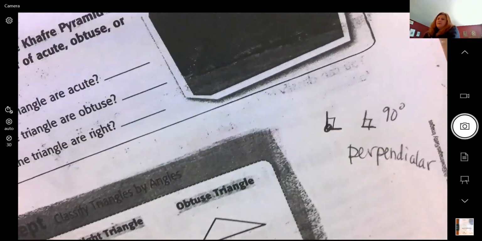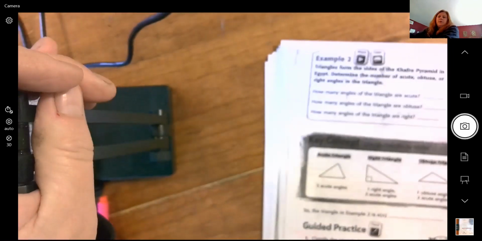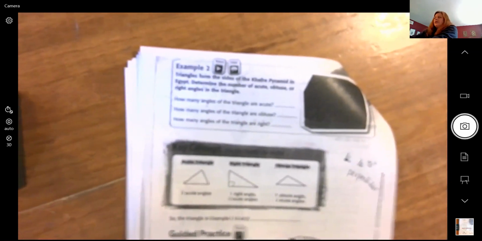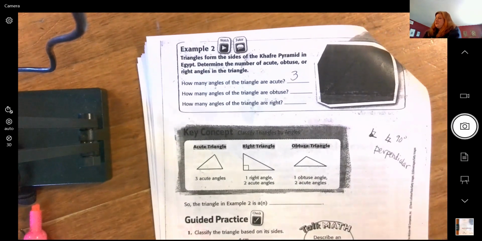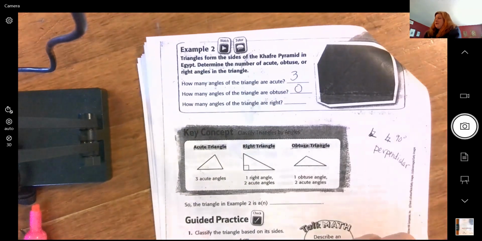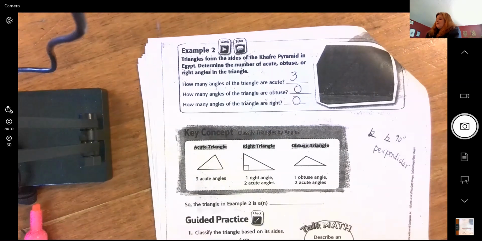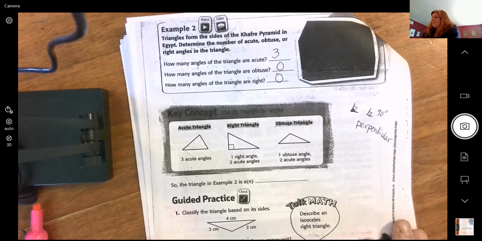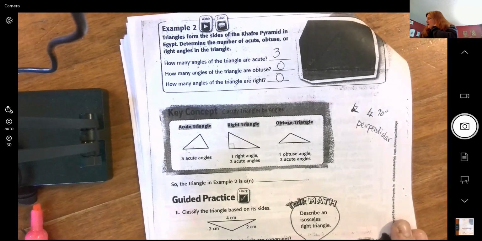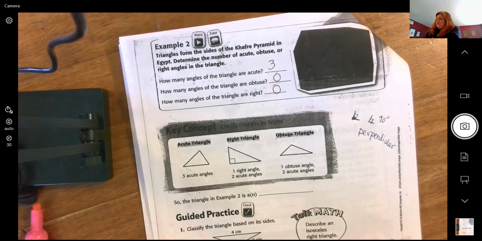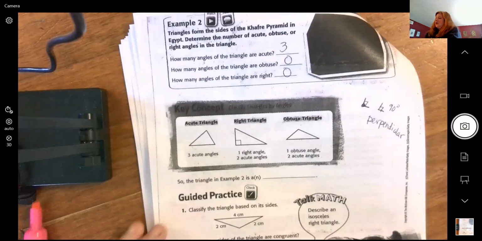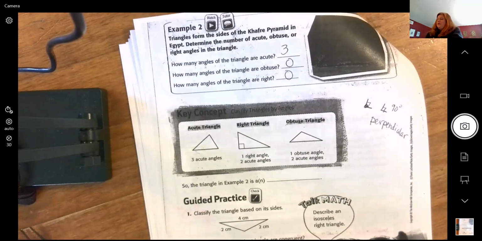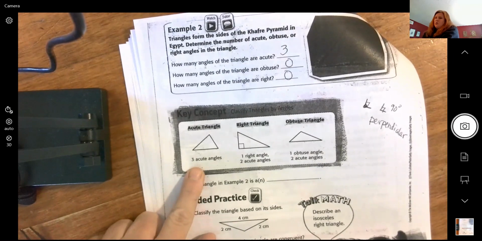So how many of the triangle's angles are acute? 3. How many are obtuse? None. How many are right? None. So this type of triangle would be considered an isosceles acute triangle. So isosceles, because two sides are the same. Acute, because all 3 angles are acute, or small.